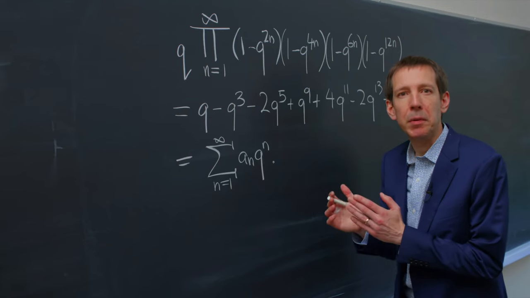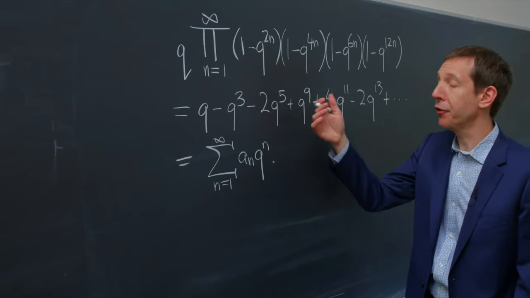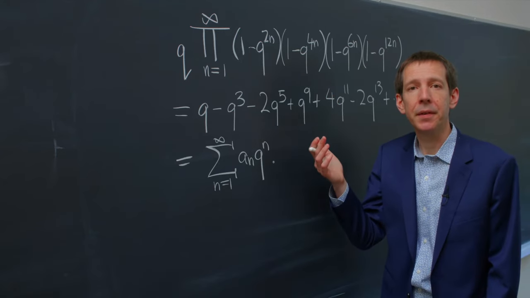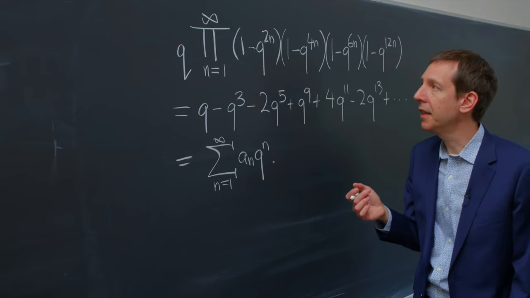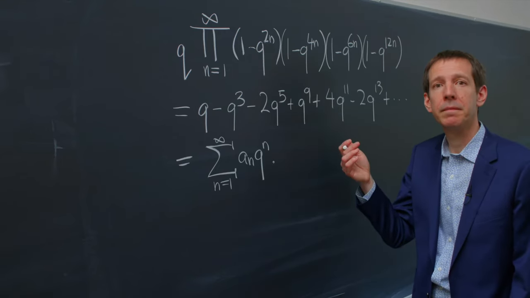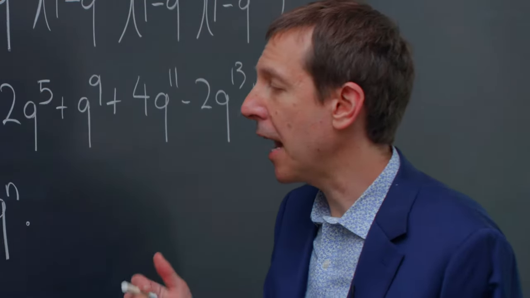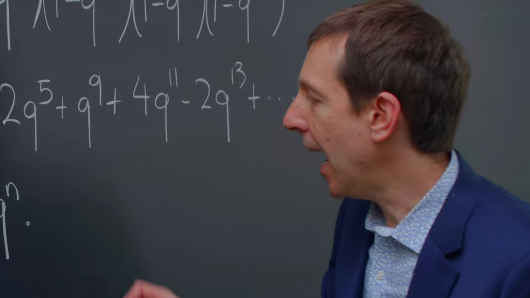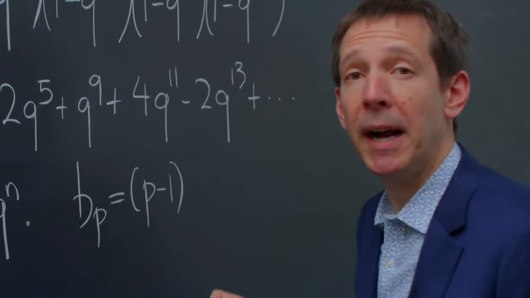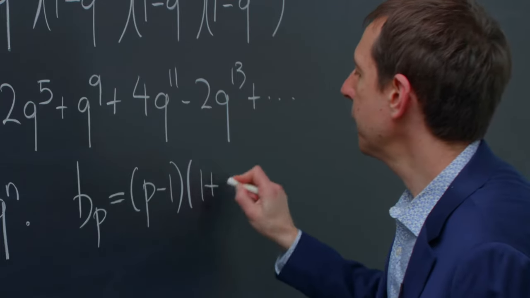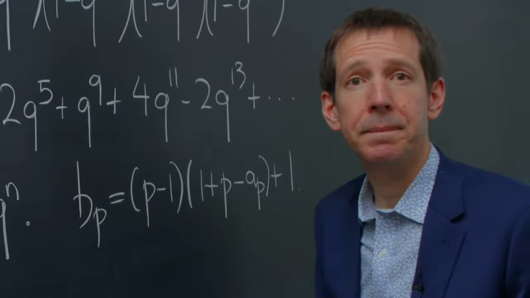Here is a second example. Take the following infinite product and expand it as a formal power series in q. This is another example of an automorphic form. In fact, it's a modular form. Now consider the function b_p, which takes a prime p bigger than 3 and outputs the following number. b_p is (p minus 1) times (1 plus p minus a_p plus 1).